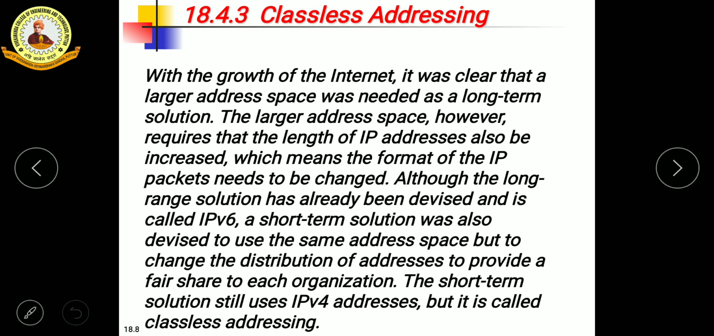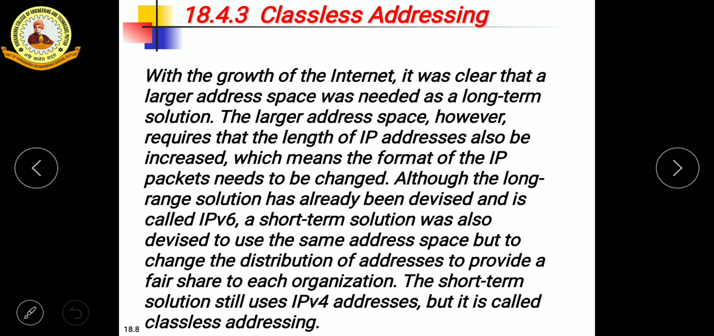Then coming to classless addressing. Subnetting and supernetting in classful addressing did not really solve the address depletion problem. As you can see, the address depletion problem happens in the case of classful addressing. Classful addressing means class A, class B, class C, class D addressing, and classless addressing is what we are going to study now. So what is address depletion?